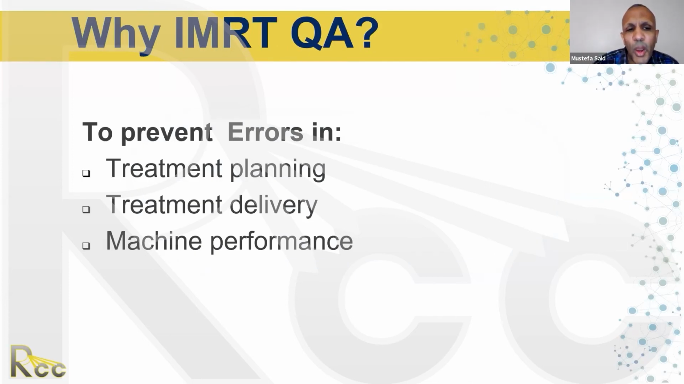Why do we do IMRT QA? To prevent errors in treatment planning, treatment delivery, and machine performance. Once we do the QA, we know that every gantry angle we need is perfect, and the MLCs are moving the way we want them. That's why we do it.